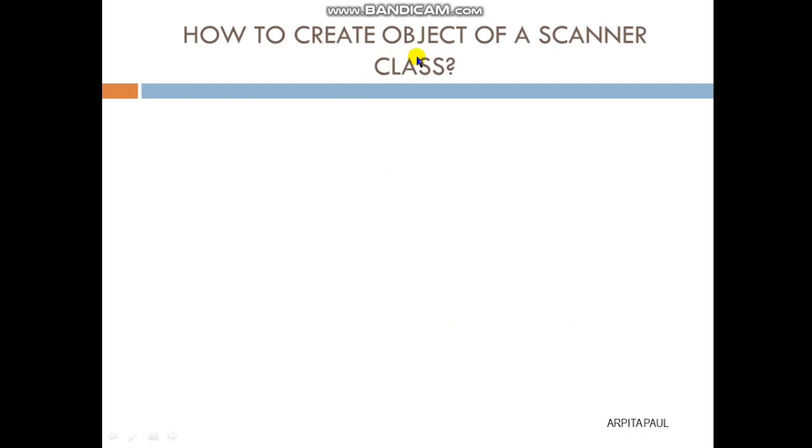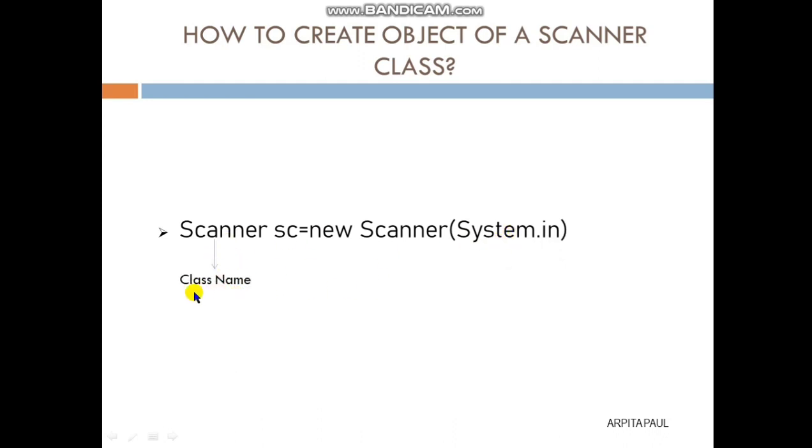See how to create object of a scanner class. So for that we will write like this: Scanner sc = new Scanner(System.in). Okay, so what are these things? First one, Scanner is the class name for which you are going to create the object. Okay, so for scanner class we will write here the class name, which is Scanner.